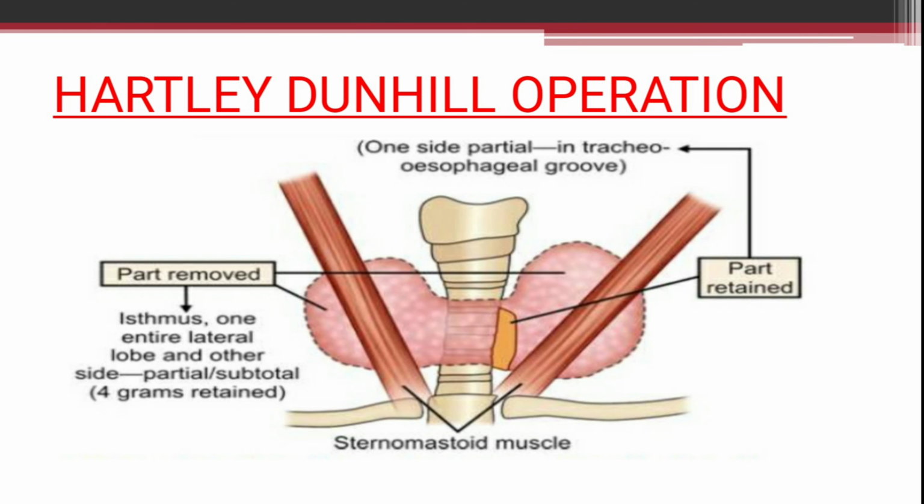Here is a special type of thyroidectomy, the Hartley-Dunhill operation. The part removed here is the isthmus, one entire lobe, and on the other side, partial or subtotal thyroidectomy is done. And the tissue present in the tracheoesophageal groove on the one side is retained.